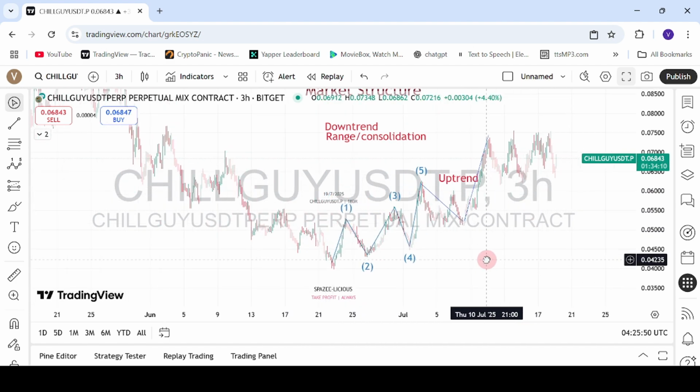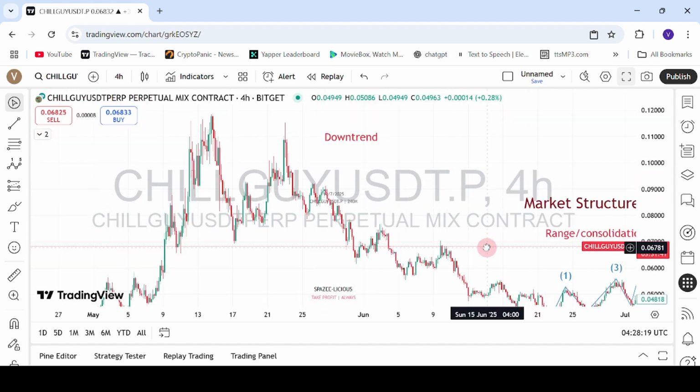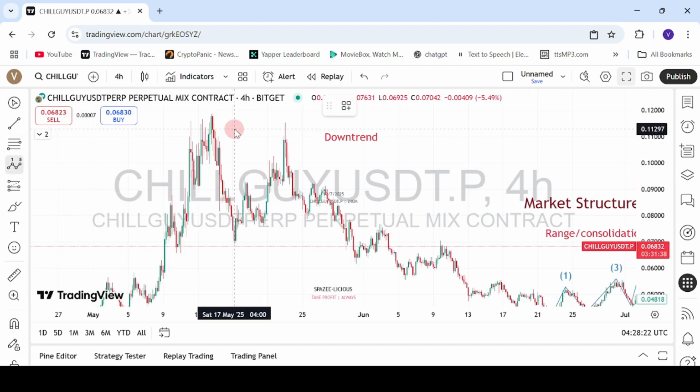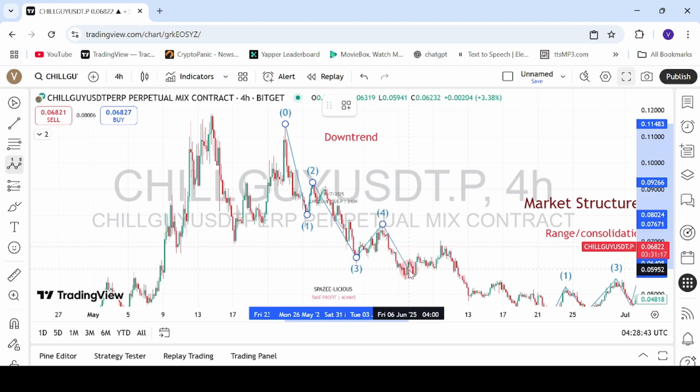Then this is the downtrend. When it comes to a downtrend, it's the opposite. Lower highs and lower lows, lower highs, lower lows. It's as simple as that. Just lower highs, lower lows.